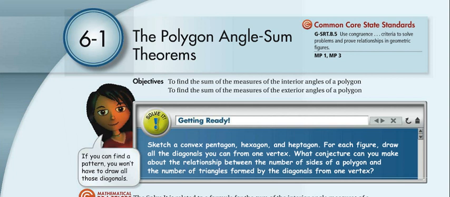Alright, welcome. This is 6.1, the polygon angle sum theorems. Our objective is to find the sum of the measures of interior angles, so inside the polygons, as well as exterior angles of the polygon. I have that header at the top, and we'll write down some key concepts really quick.